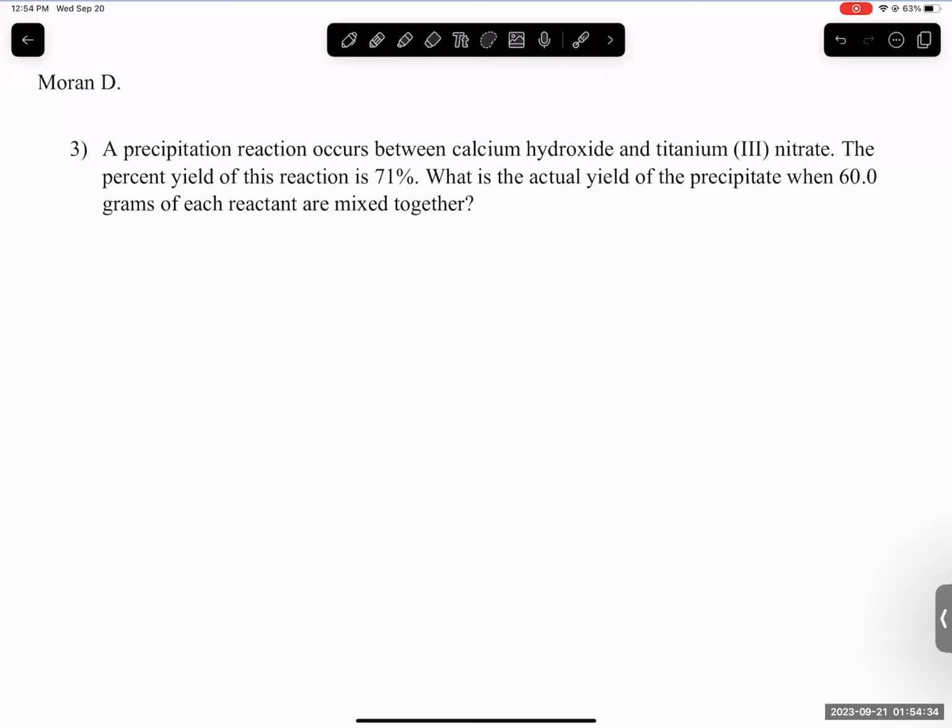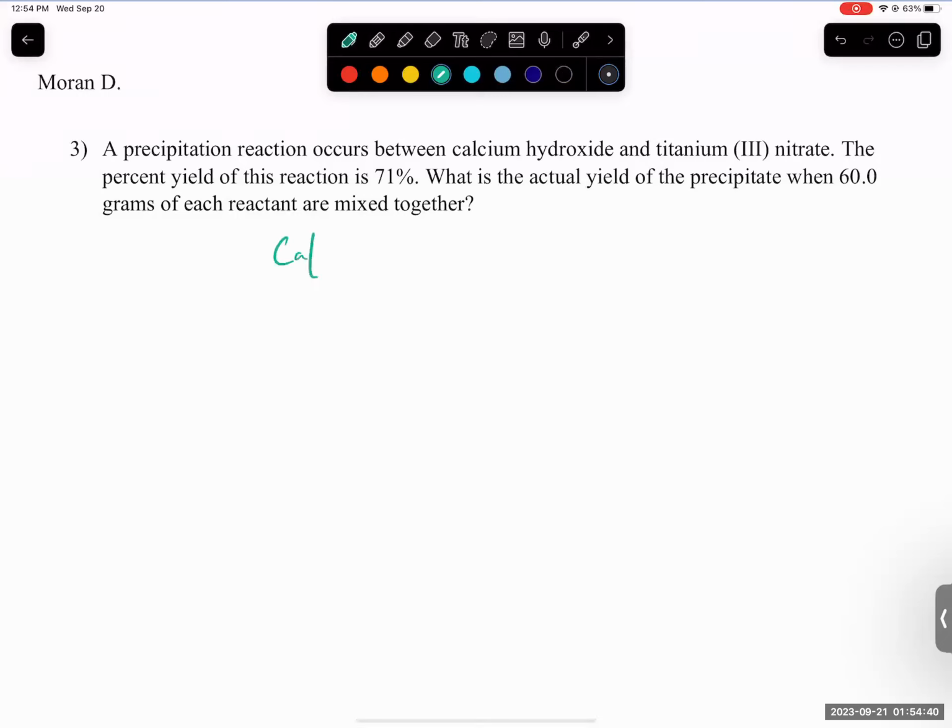Right, a balanced equation. So, do green for today. Calcium hydroxide, so CaOH2, and titanium 3 nitrate. So if you do your crisscross method, that's TiNO3 3. What are the products of this? Calcium nitrate, so CaNO3 2, and what else? Titanium hydroxide, so TiOH. If we were to assign physical states, what are the states of matter?